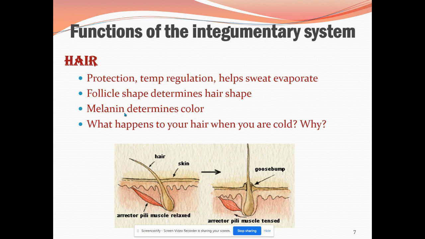And we already talked about that. When you're cold, it stands up. That erector pili muscle contracts to pull the hair follicle up so that the hair strand pulls up, and it's to insulate you and try to keep your warm air in.